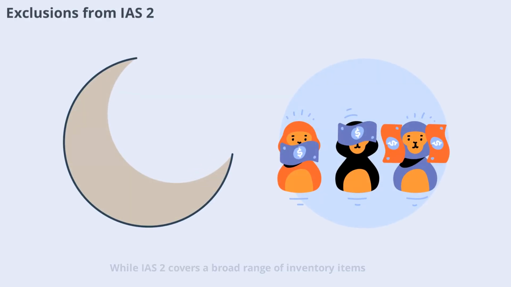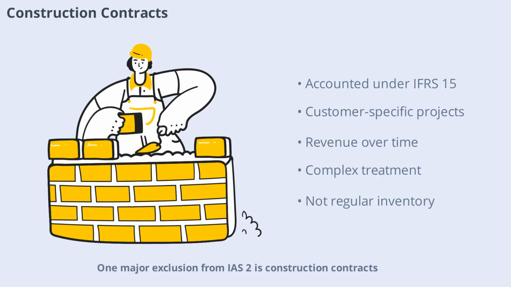While IAS 2 covers a broad range of inventory items, it also specifically excludes certain assets. These exclusions are important because they are governed by other international financial reporting standards, or IFRS. Understanding what is not included under IAS 2 helps prevent double counting or misclassification of assets, which could distort a company's financial statements. One major exclusion from IAS 2 is construction contracts.